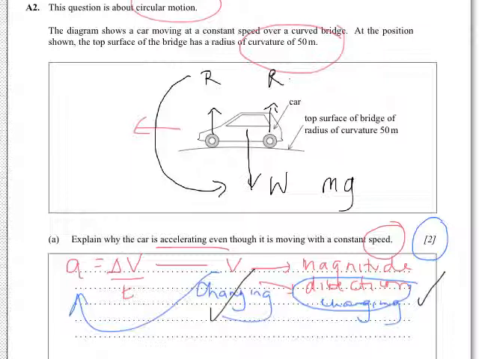Okay, so there's 2 things to consider when drawing forces. Always think of the size. Okay, is it balanced? Is it unbalanced? Which one's bigger? And always label. Okay, always label your forces. Okay, if we go on to the last question.